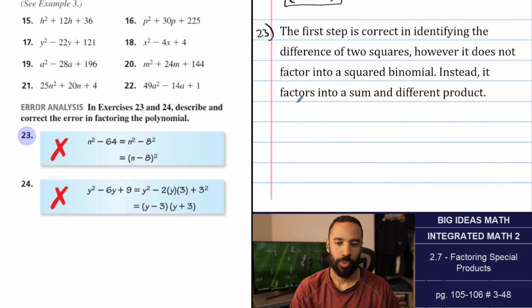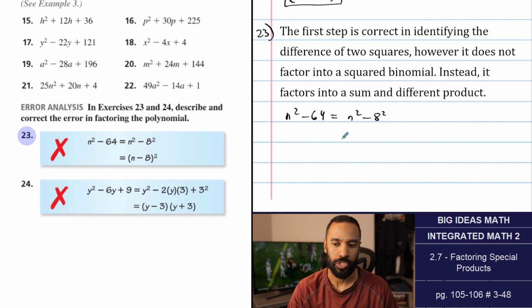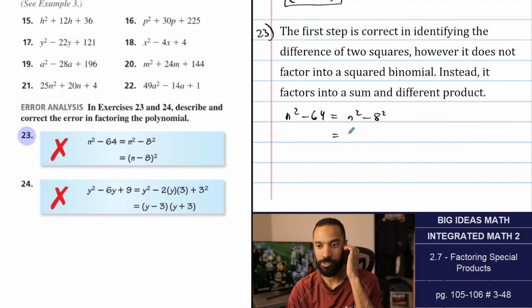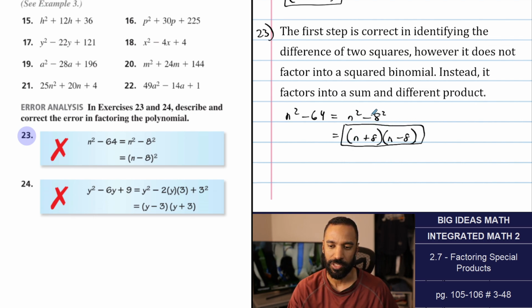So, on number 23, n squared minus 64, which is indeed n squared minus 8 squared, we recognize that. We do have to know what the factorization becomes as far as what made the middle term cancel. Well, you have an 8n minus 8n that cancel each other out because one's positive, one's negative. This is what it turns into in this case. That's the answer.